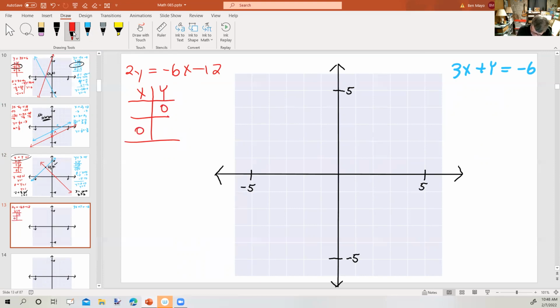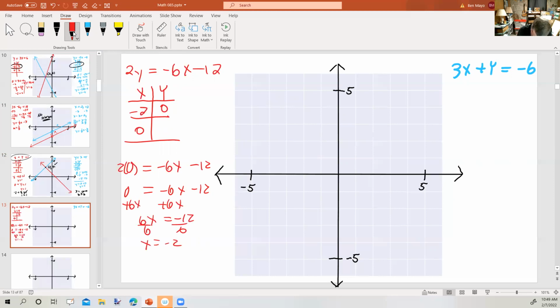If y is 0, I get 2 times 0 equals negative 6x minus 12. So 0 equals negative 6x minus 12. I'm going to add 6x to both sides. 6x equals negative 12. Divide by 6, x is negative 2. If x is 0, 2y equals negative 6 times 0 minus 12. 2y equals negative 12. Divide by 2, y equals negative 6. So negative 2, 0, and 0, negative 6.